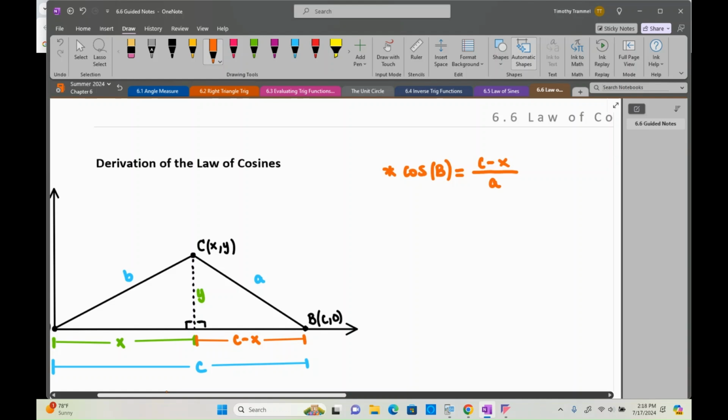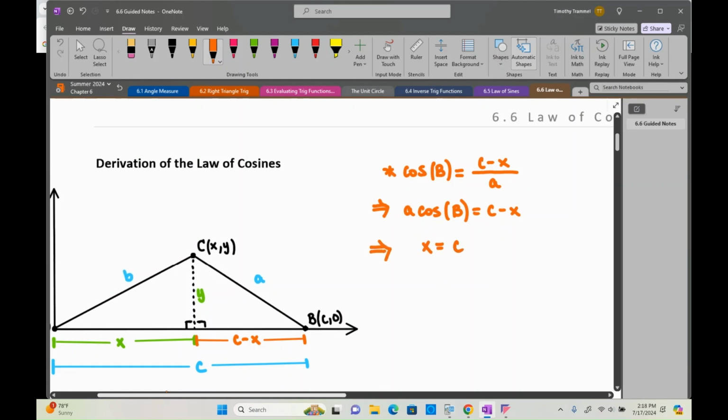So what I'm going to do is solve this equation for x. Then we're going to make another equation and we'll solve it for y. So let's start off with solving this one here for x. I'm going to multiply each side of the equation by a. So little a cosine big B is equal to little c minus x. Then if I want to finish solving for x, I could add x to each side and then subtract a cosine B on each side. That's going to leave us with x is equal to c minus a cosine of big B. There we go. So there's one equation that we're going to use.